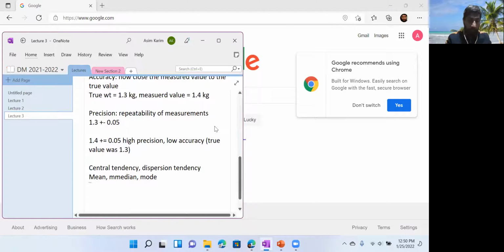Some characteristics of these values: of course, mean can be computed for numeric attributes, attributes that are interval scaled as well as ratio scaled. Mean cannot be computed for nominal or ordinal. Median can be computed, of course, for ordinal as well. And mode can be computed for nominal as well.